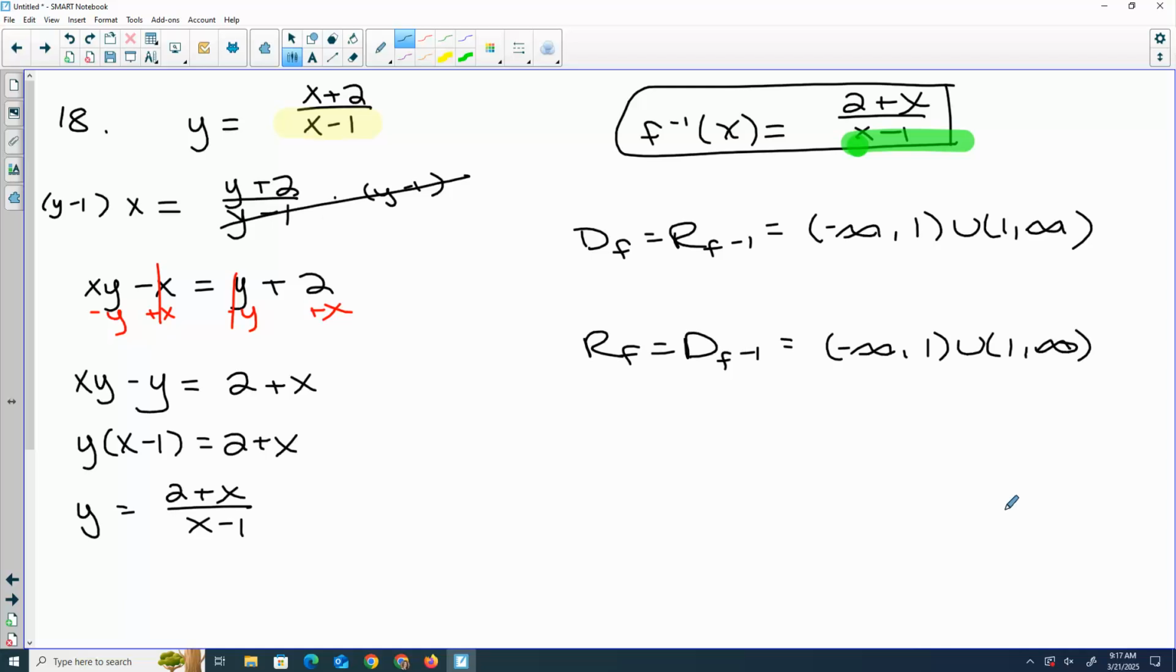Questions? I know a lot of people thought they got this one wrong because the inverse and the original function are the same. Doesn't happen very often, but if your original function is symmetric across the line y equals x, it is its own inverse. So it's rare, but it can happen.